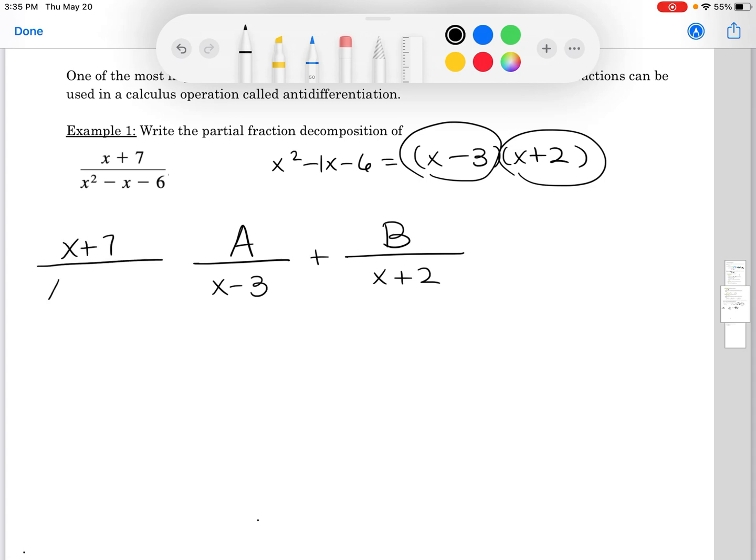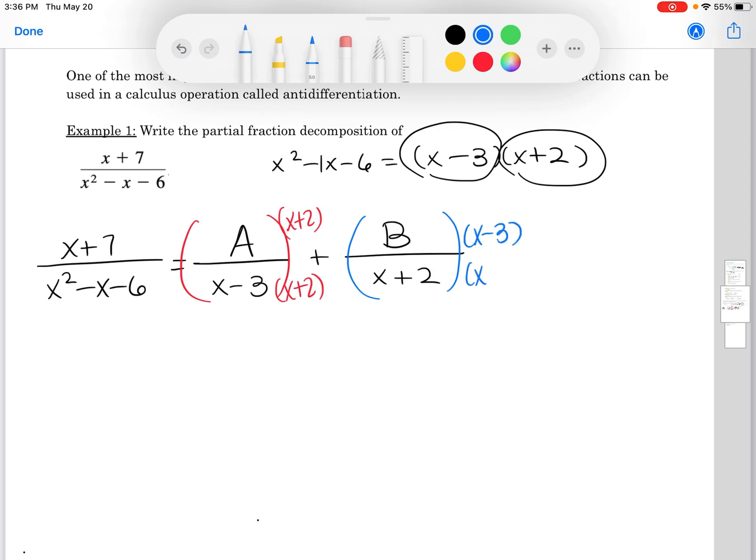So we have x plus 7 over x squared minus x minus 6 is equal to that sum. All right, so if I had wanted to add those two together, what I would have done is multiply this by x plus 2 and this by x plus 2. And over here, I would multiply this by x minus 3 and x minus 3.